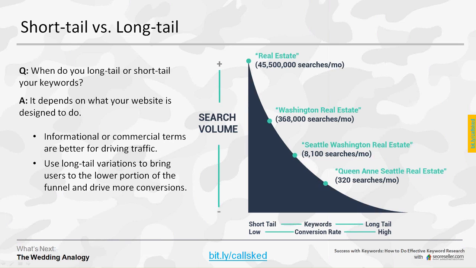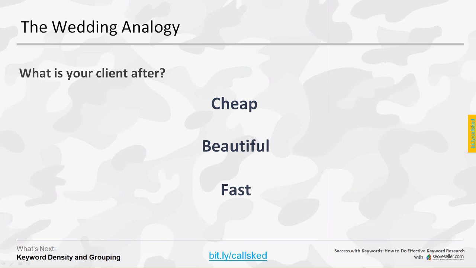Whenever I talk about winning an SEO campaign and selecting keywords, I like to use the wedding analogy. You need to figure out what your client is trying to achieve and what is negotiable with what they want to achieve. When you run an SEO campaign, it's like running a wedding. And a wedding can either be cheap, beautiful, or fast, in the same way that an SEO campaign can be cheap, effective, or fast. You can get 2 out of 3. You can't get all 3.